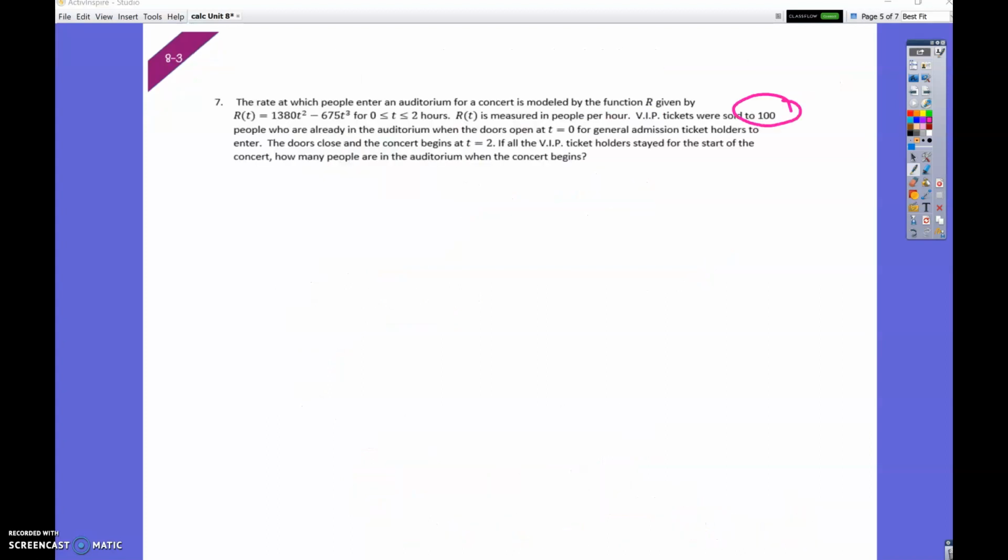A quick glance at one more problem in your packet. We have the rate at which people are coming into an auditorium for 2 hours. We also know that 100 people were already in the auditorium before they opened the door. They ask, how many people are in the auditorium when that concert begins at 2 hours when they shut the door? So if we integrate the rate, we will get how much or how many are in the building.